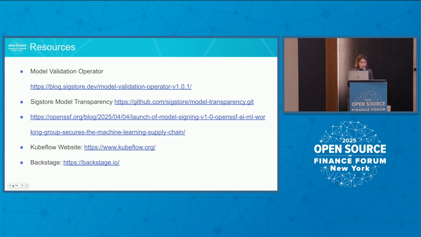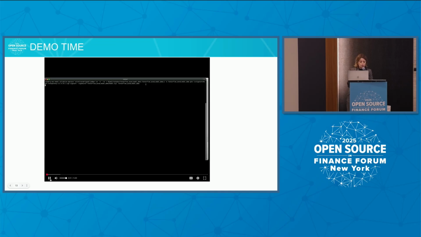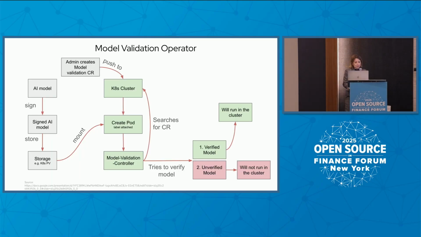With this, let me go back. Now what I want to show you is that once we sign that model, we need something to validate that model. I will go back to this slide. I want to introduce you to the model validation operator, which is part of Sigstore, and Red Hat contributed to this. This is what will be validating that the model was signed before it runs on the cluster.